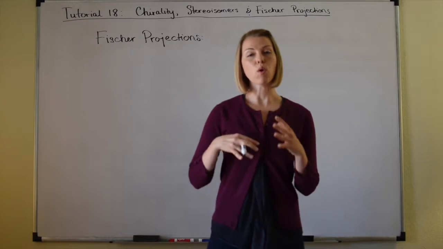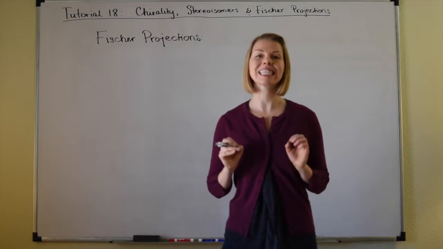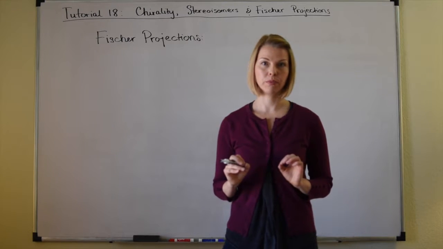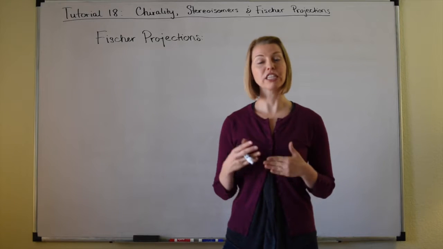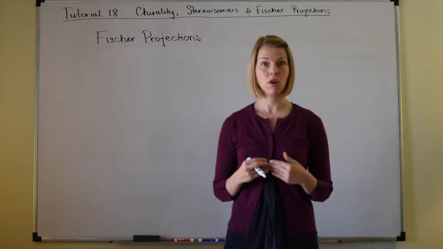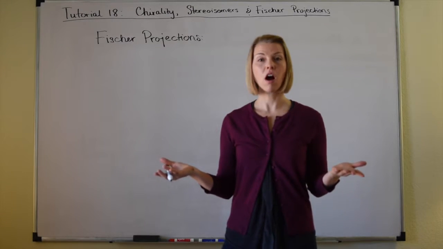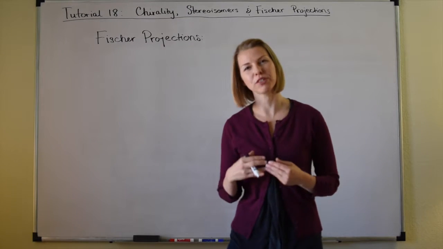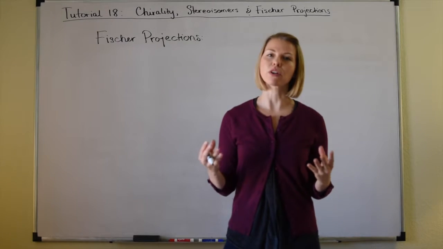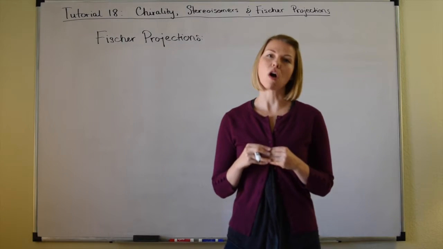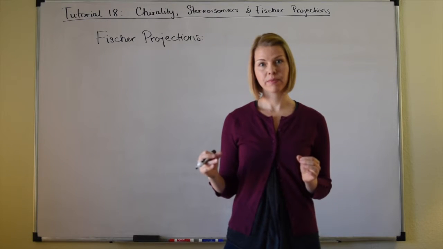Single bonds can rotate freely, resulting in different conformations of the same molecule. Well, when we're trying to compare 2 molecules and determine the relationship between them, are they identical? Are they enantiomers of one another? Are they diastereomers, which is a type of stereoisomer that we haven't actually talked about yet? It's really important in this case to be drawing the molecules in a consistent way.